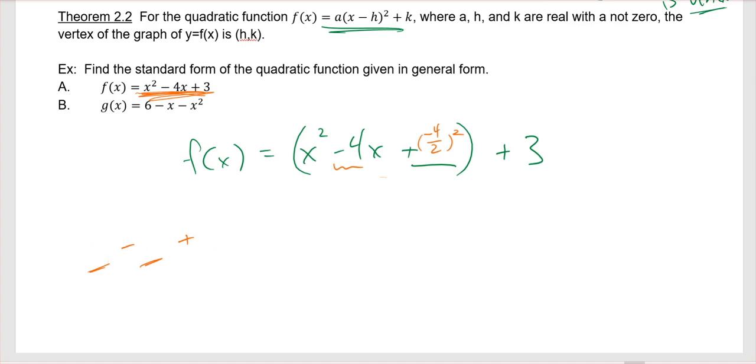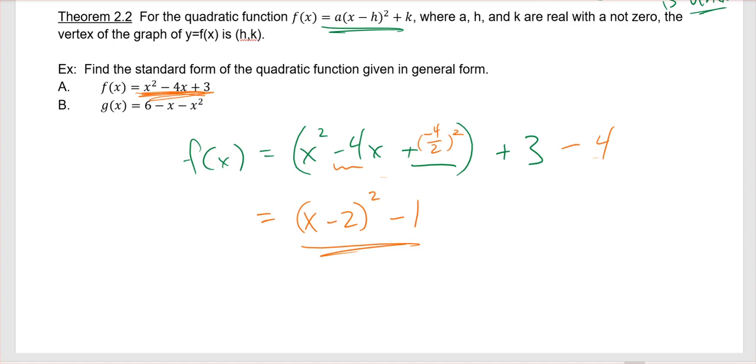All right, so let's do it. We've got this added and we need to then subtract it. Well, -4 divided by 2, that's -2, square it, we get 4. So we add and subtract 4 from the same side. And now we have a perfect square right here. So we've got x minus 2, quantity squared, and then we have -1. There we go. And now we have the standard form.